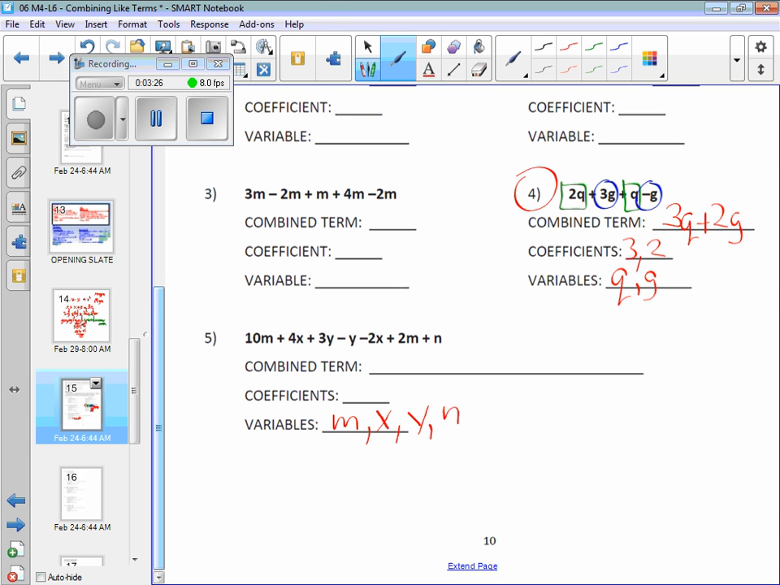All right, let's collect all the M's first. 10M. Here's another one, plus 2M. Is how much? 12M. If you want, you can put a line through it. You don't have to worry about it anymore.